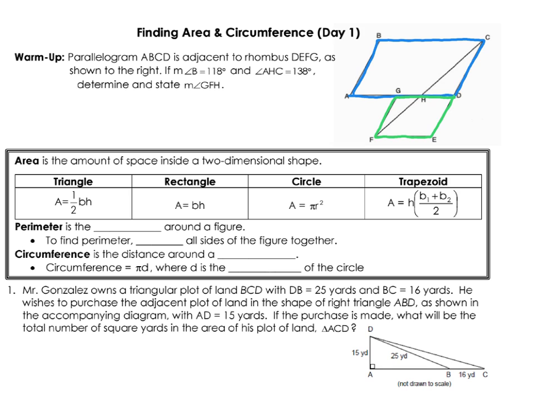And they're telling us that the measure of angle B is 118, and angle AHC, A to H to C, this one right here, is 138. They want you to determine and state the measure of angle GFH. So G to F to H. So this angle down here, put a little tiny question mark in there. That's the angle that we have to get to.